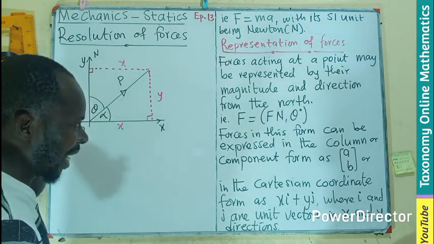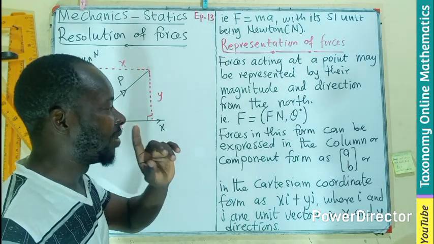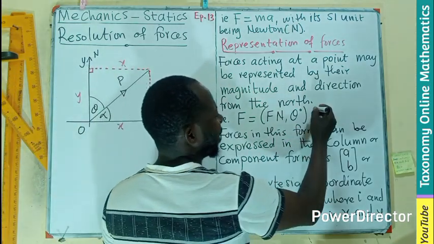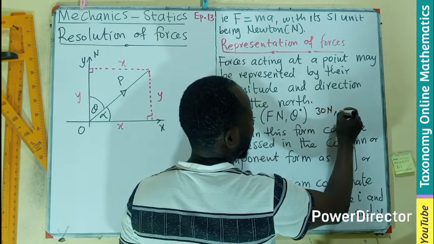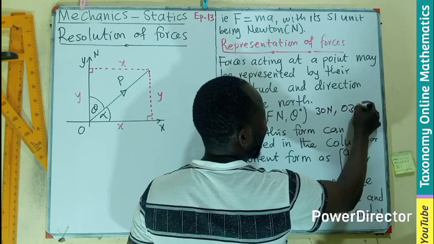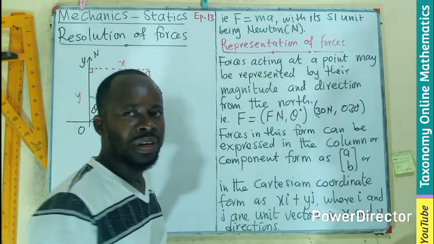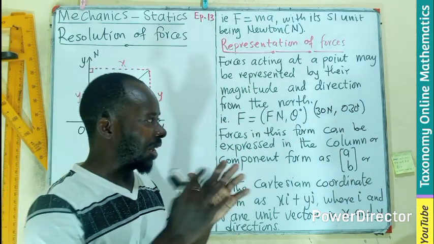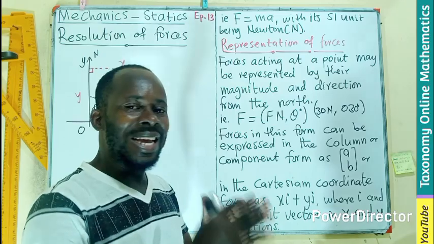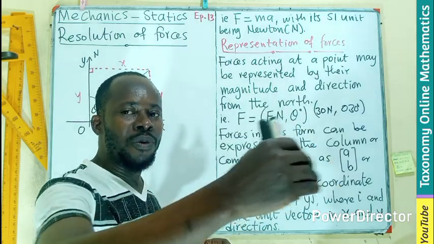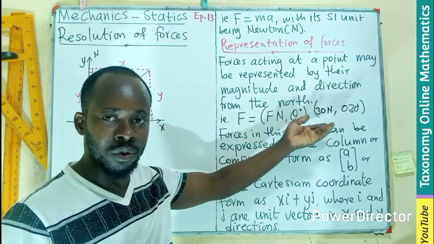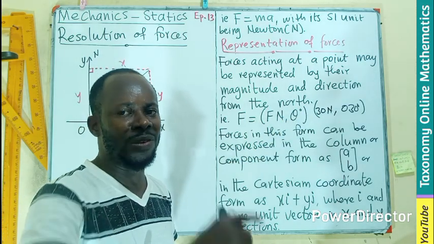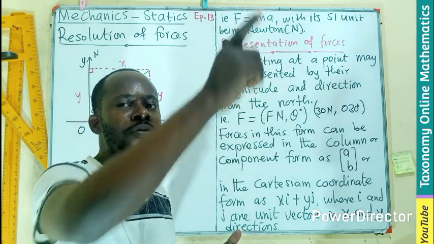Now, you can see that if we represent, let's say, 30 Newton at 30 degrees, this is an example of a force. That is a force of 30 Newton acting in the direction of 30 degrees, or on the bearing of 30. This is what we mean. On the bearing of 30 means you need to measure from the North Pole.